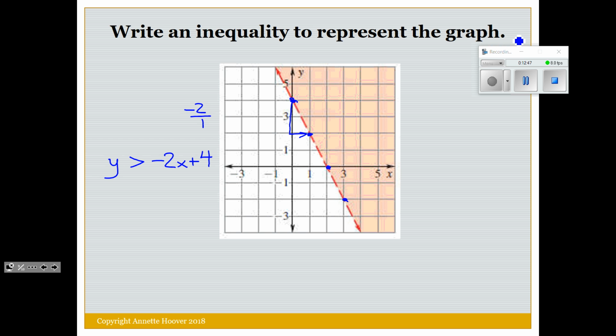If you're not sure about the sign, you could test a point, okay? So I could pick a point. Let's pick 0, 0. We don't want 0, 0 to be part of the solution. So 0 is greater than 0 plus 4. Is 0 greater than 4? It is not, so we did not want 0, 0 to be part of the solution. So I know that I have the correct sign.